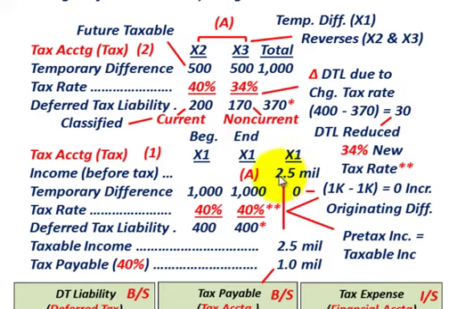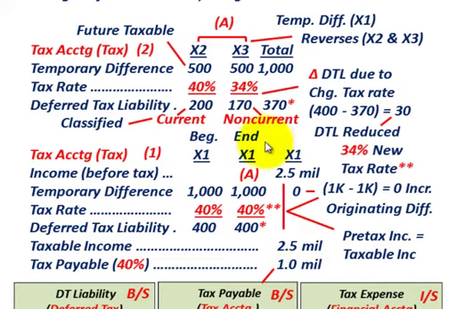So we start out with our income before taxes, or pre-tax income, of $2.5 million. That equals our taxable income of $2.5 million. And we're going to use a 40% tax rate for year X1. That's 40% times the $2.5 million. Our tax payable, or our current tax, is going to be $1 million.